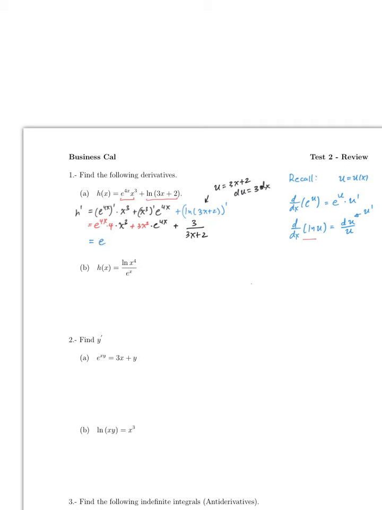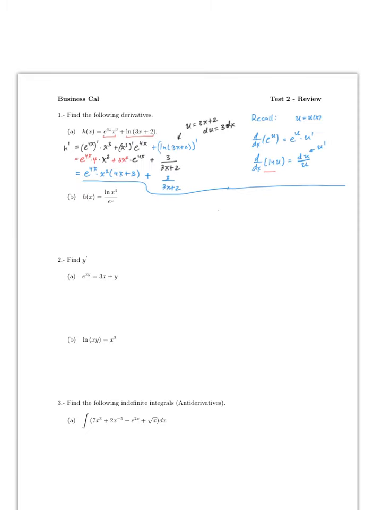You can factor the e to the 4x and also the x squared. So this will be 4x plus 3, and then plus 3 over 3x plus 2, and that will be the answer.